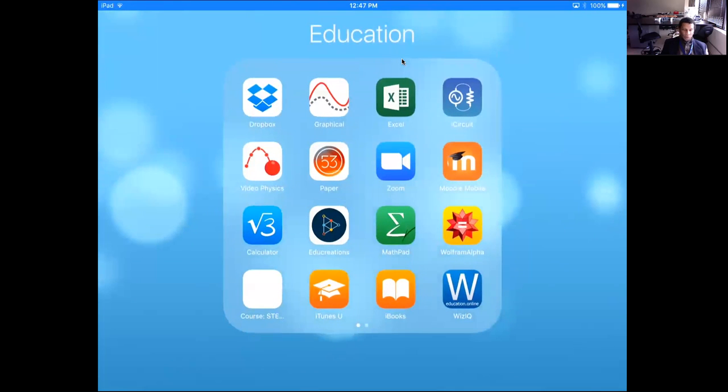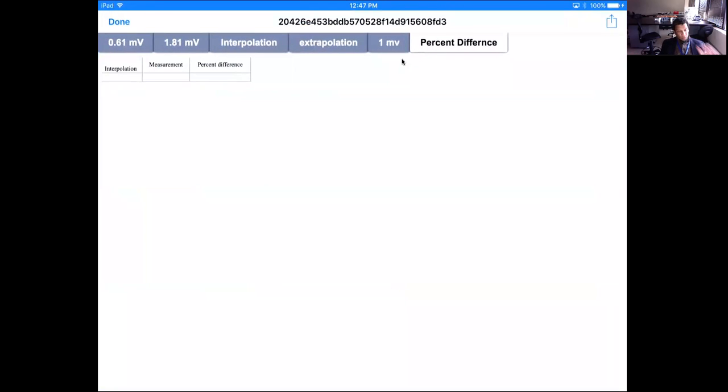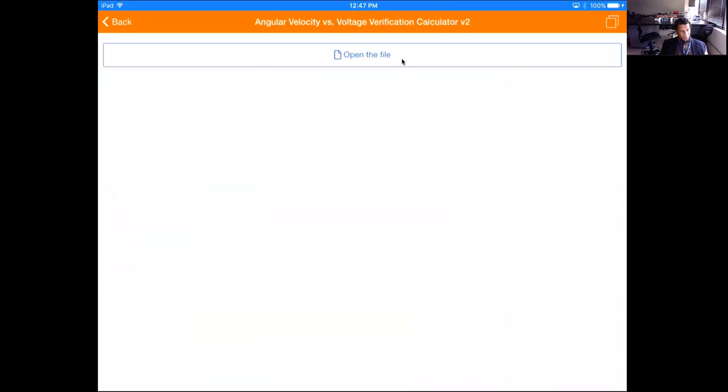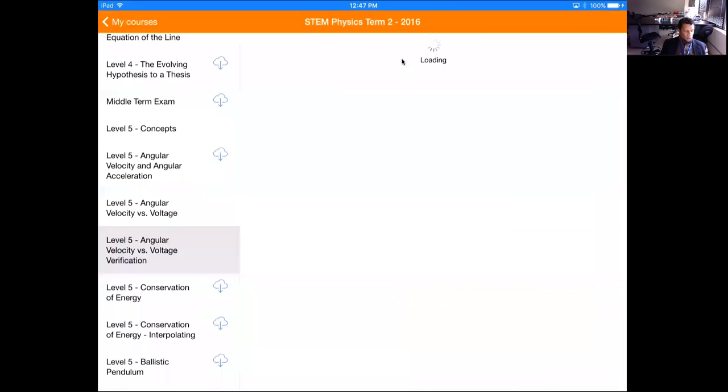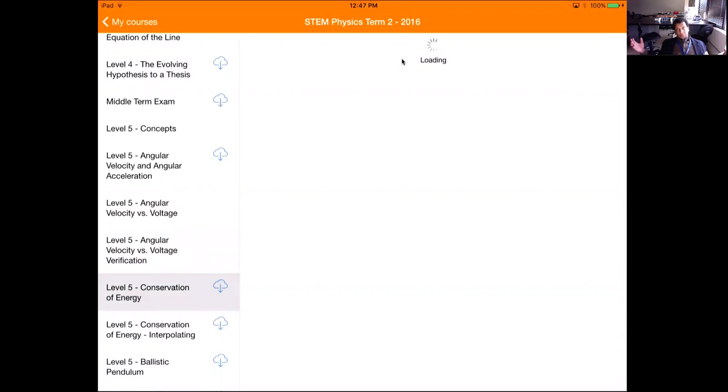Okay, here we go. We're going to go ahead and go to Moodle Mobile again. This time we're talking about the conservation of energy. So, of course, I need to do the theory, but let's just look at some of the things that we'll need to download while that is taking place.